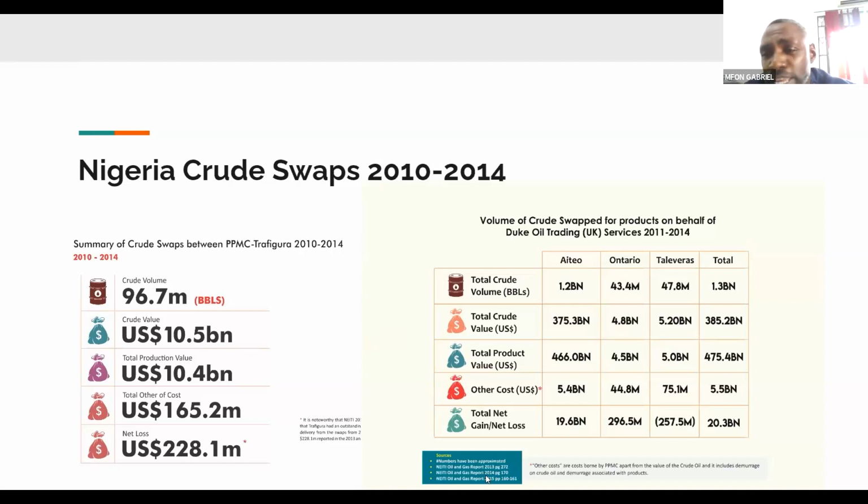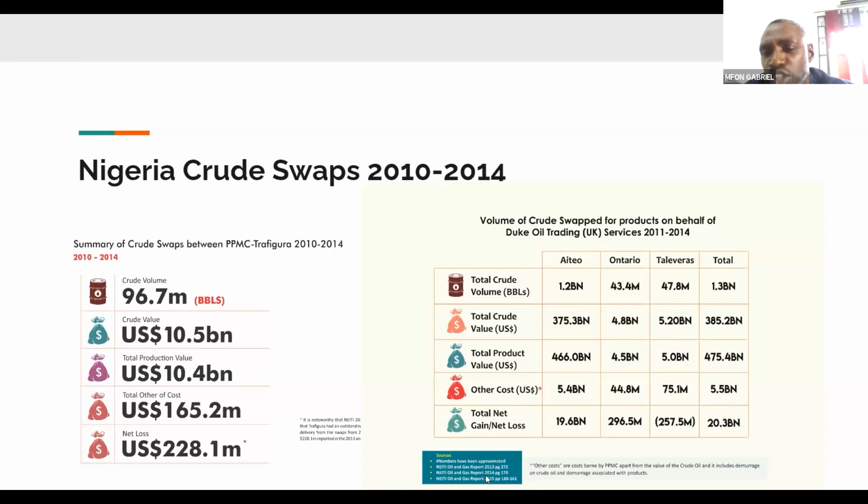Now, the other trading company that the NNPC engaged during this period is Duke Oil Trading Services. Duke Oil Trading Services is one of the subsidiaries of the NNPC. Its main function here was to trade this crude and then bring back refined products. But what Duke Oil did was that Duke Oil refused to engage in this trade directly. It now engaged other commodity trading companies like Ateo, Ontario, and Televeras.